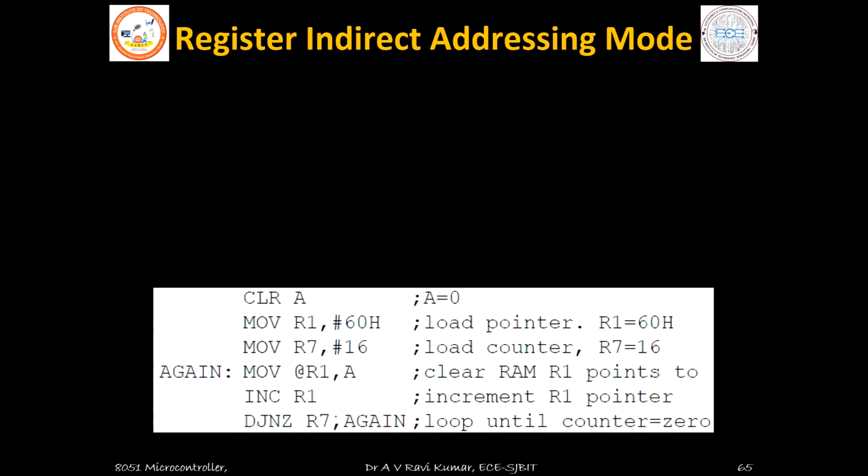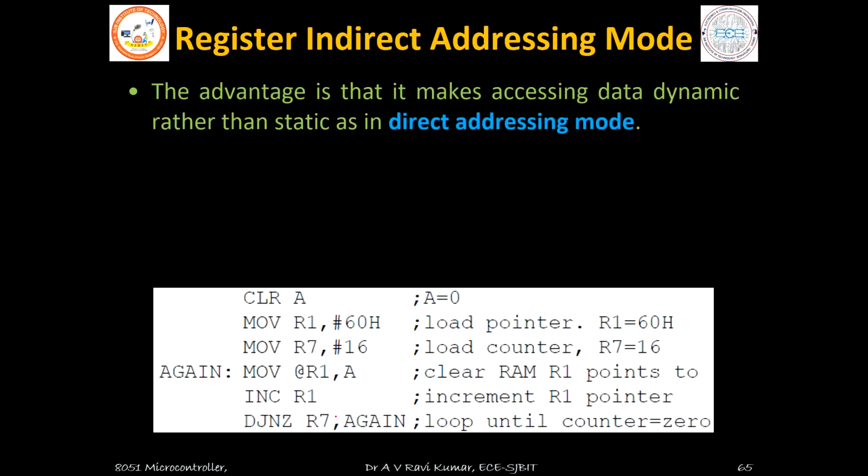So similarly, register indirect addressing mode. The main advantage is that it makes accessing data dynamic rather than static. Static, in a sense, means we directly mention the address, that is a static address. Here the value at the static address can vary, the address can be changed. But dynamically, whatever the value, it cannot be changed. So that is what the pointer is using as a dynamic memory.